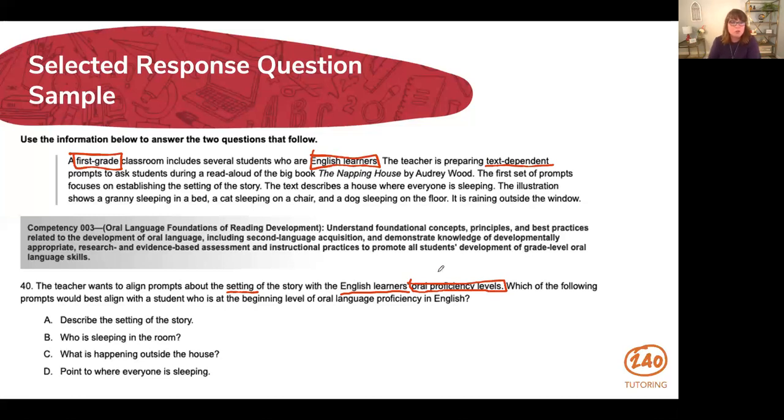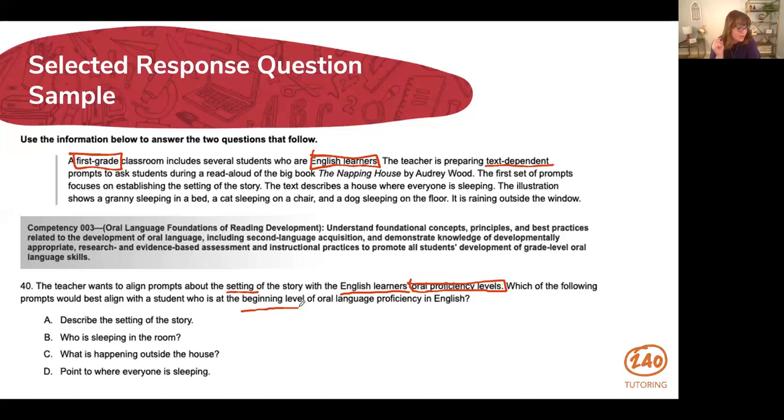Which of the following prompts would best align with a student who is at the beginning level of oral language proficiency in English? Oh, they're almost giving it away here. So there's so much right there.